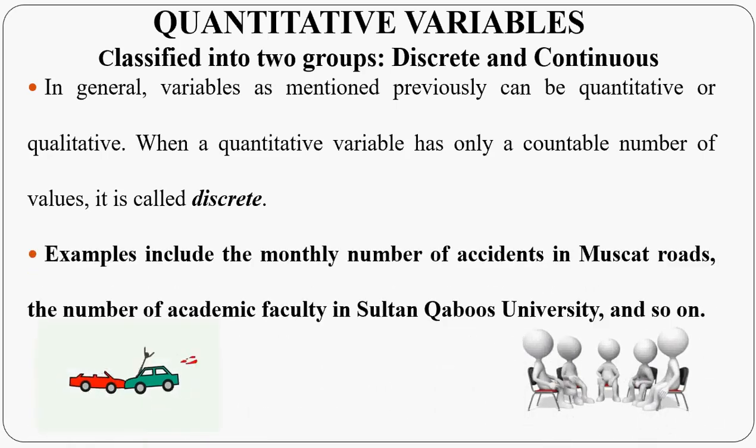Now, let us see some examples. Monthly number of accidents on Muscat Road. Is it countable or countless? Countable. Number of academic faculty in Sultan Qaboos University, and you can keep on adding any example. You have to understand when it falls under the criteria of countable number, it is said to be a discrete variable. I hope this example is very clear.